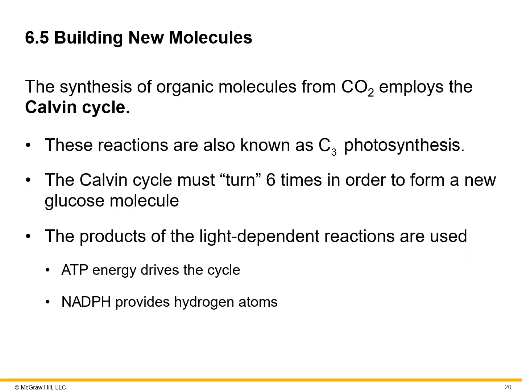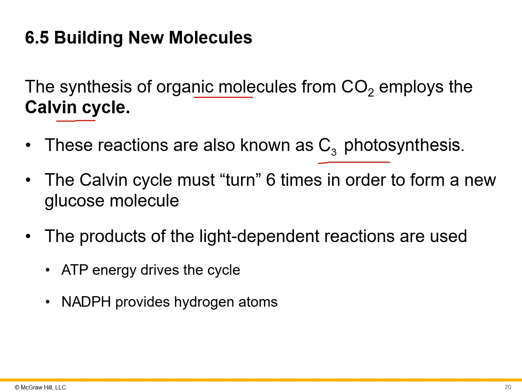All right, so now as we move into the light independent reactions, we're getting into the Calvin cycle. All of that ATP and NADPH that were made before, we're going to use that energy to make those organic molecules. These reactions are known as C3 photosynthesis. There are some other types as well, but that's what we're focusing on here.